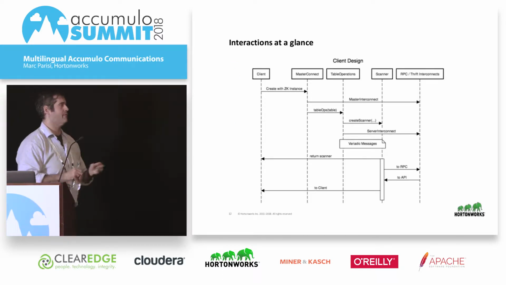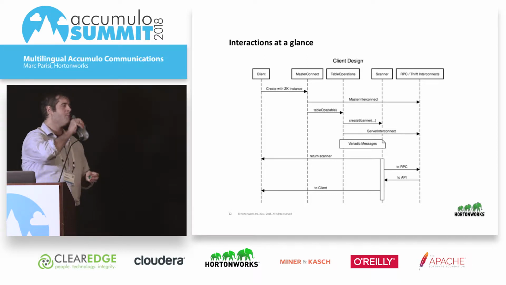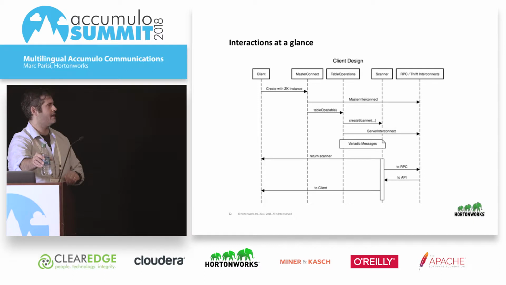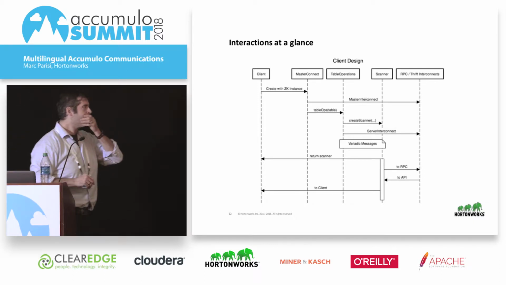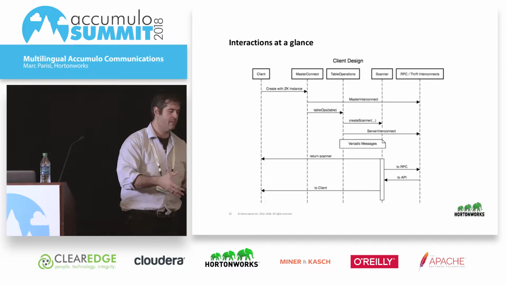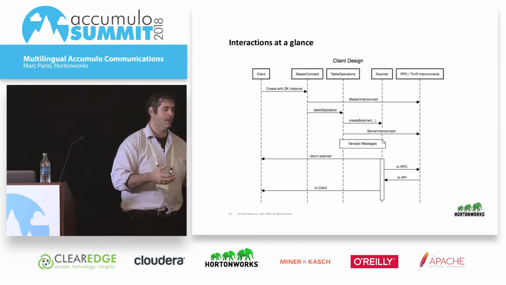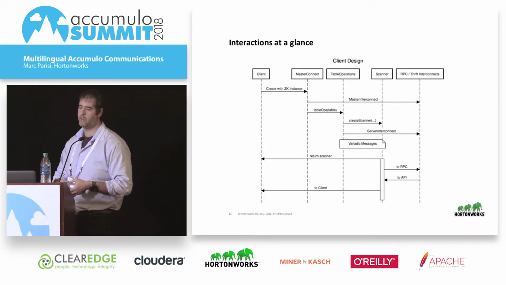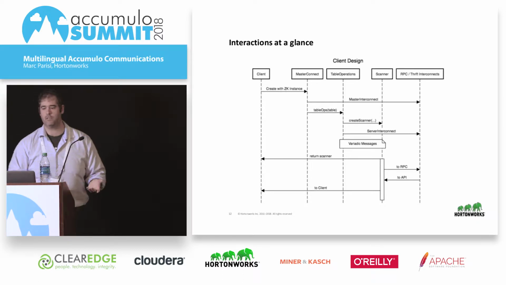Here's an interaction at a glance. I realized I had a lot of text, so I decided to make a picture. In this, we can see that if you go to the website and look at any of the example code, the Accumulo connectors are obviously predicated upon Zookeeper. We have some type of master connection. In this case, it's called master connect.